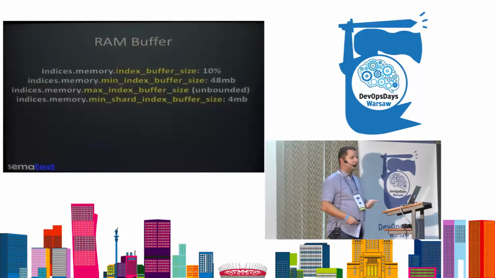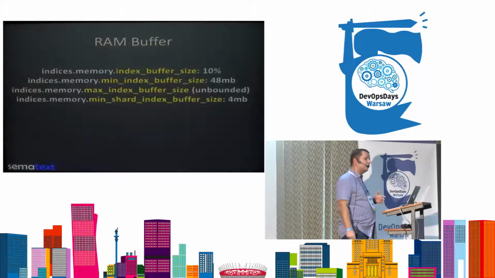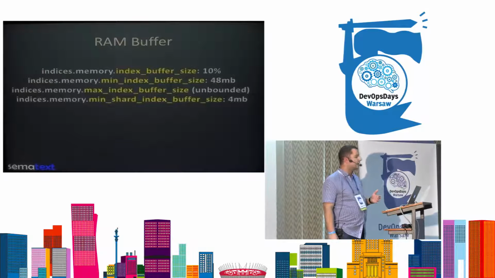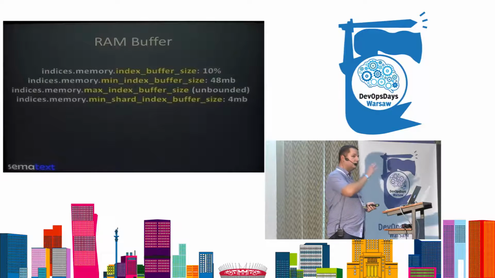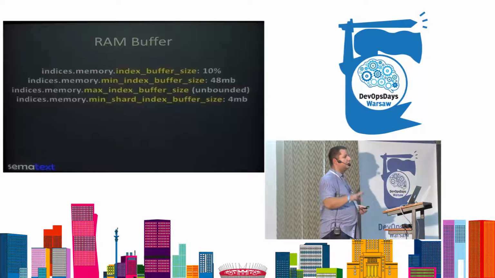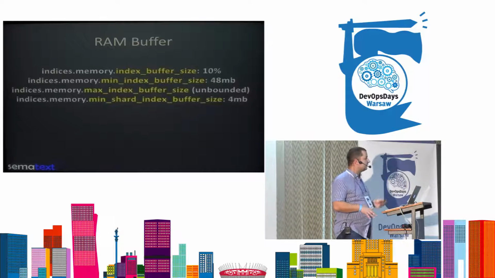We have the index buffer size, which tells you how much memory Elasticsearch can use per shard for indexing. We have the minimum buffer size. We have the max index buffer size, which is unbound. By default, we should set it to some amount of memory because the index buffer size is per shard.